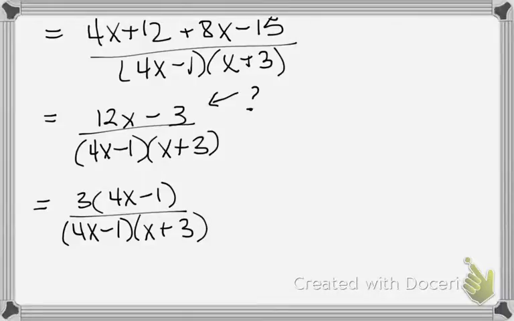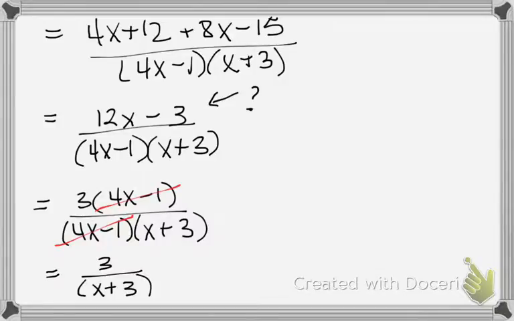Okay, in this case it does help us because we can see now that we can cancel out 4x minus 1 and 4x minus 1. So we can simplify our expression a little bit more. Now we're left with 3 over x plus 3. Okay, and you can leave the brackets there or you can remove the brackets.